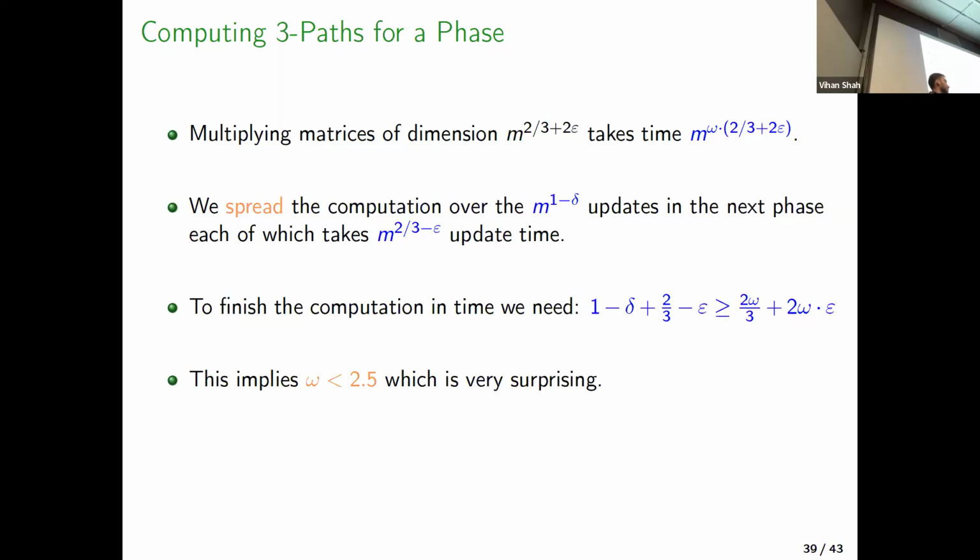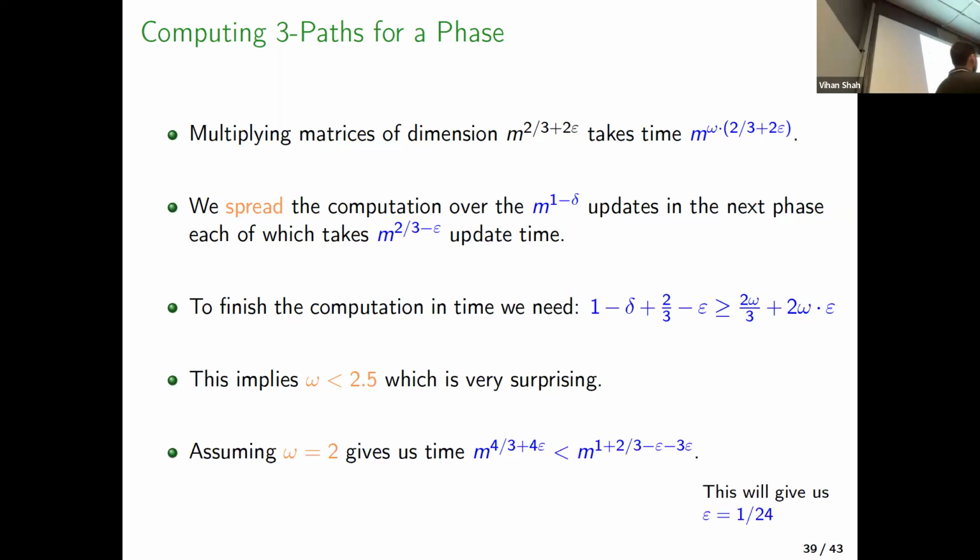Only fast matrix multiplication algorithms that are faster than 2.5 will make my algorithm run faster than n to the 2/3 time, which is surprising. But okay. And if you just use omega equal to 2 here, you'll get that epsilon will be 1. So this is where we get our constant.